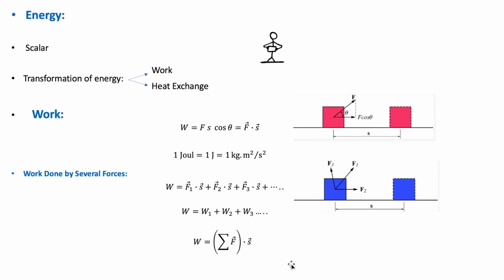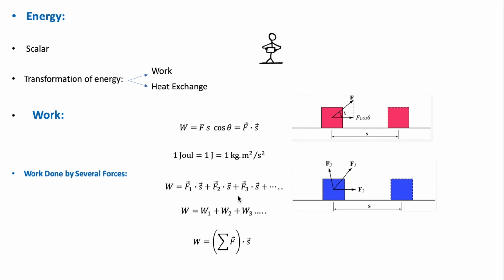Now consider an object exposed to several forces. Then the work done by all of these forces is the sum of the individual amount of work done by each force. So this equation can be written in this form as sigma F dot S.